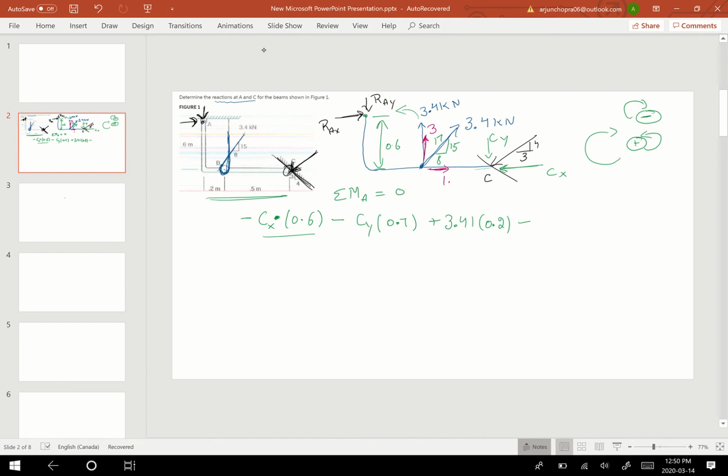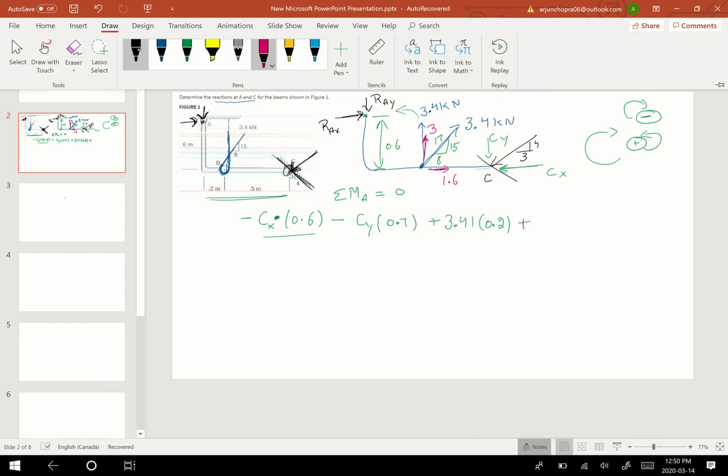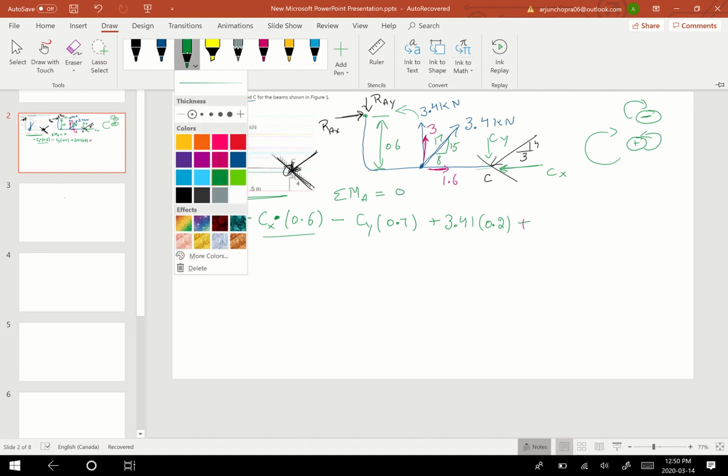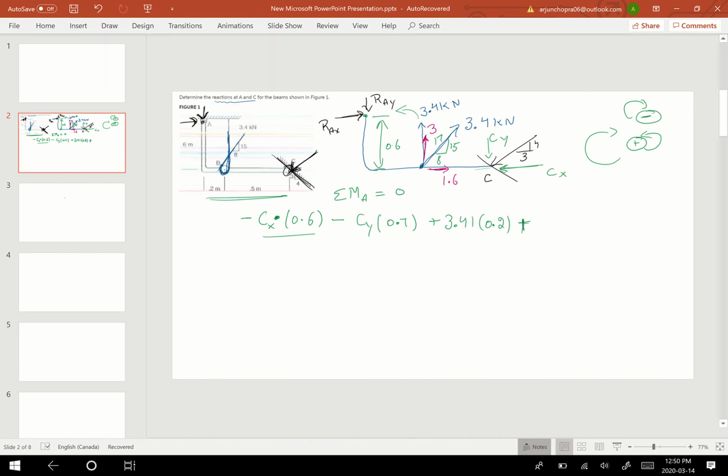This value is 1.6. So this 3 kilonewton is trying to rotate it again in the counterclockwise direction, so I'll keep it as positive. And this value will be positive, 3 times 0.2, and then this value, plus, is also trying to rotate it in the counterclockwise direction, so this is again positive about point A. So this is 1.6 times 0.6.